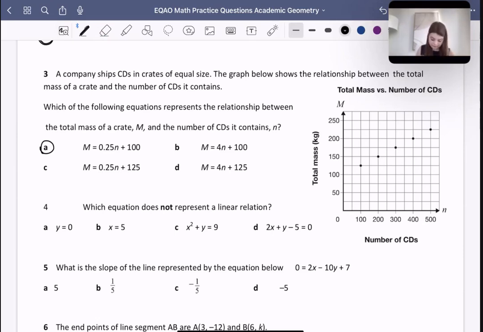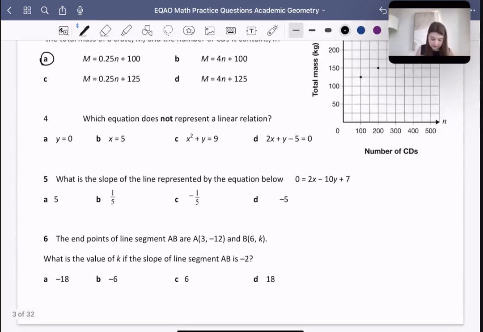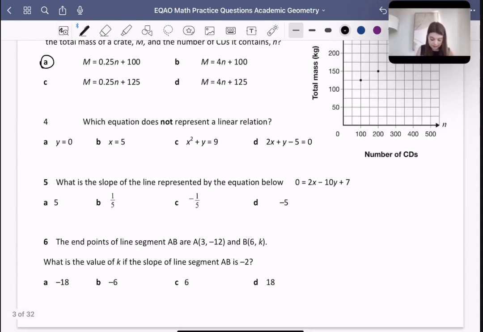Good. Then this one says, which does not represent a linear relation? Well, remember, linear relations all have to have the form y equals mx plus b. Now, we can rearrange that, absolutely, and maybe some of it is 0, right? That's okay. But we cannot have x squared. Once we have x squared, it is not a linear relation, it's a quadratic relation. So, therefore, C does not represent a linear relation.